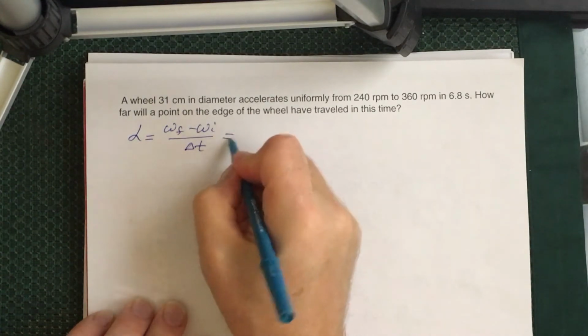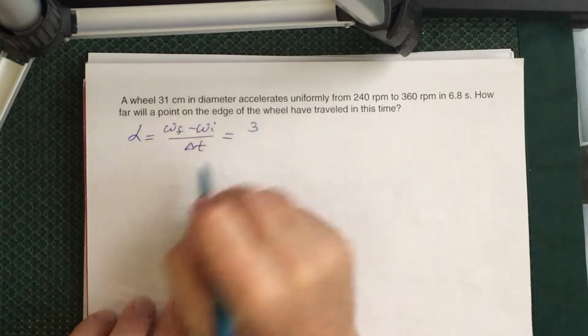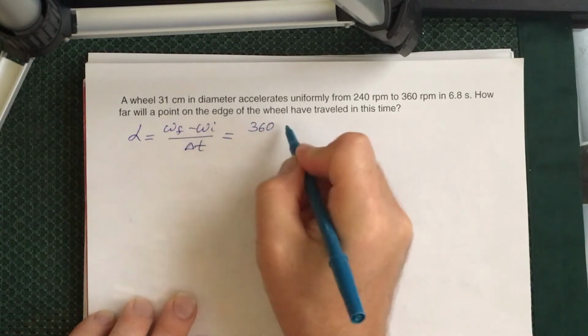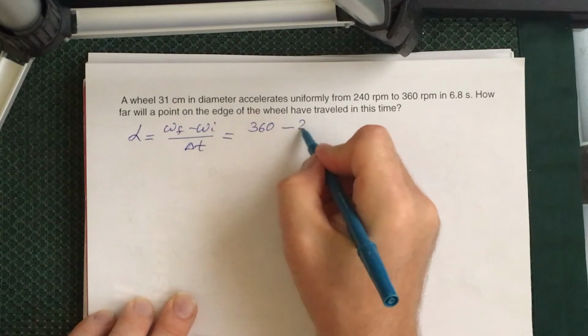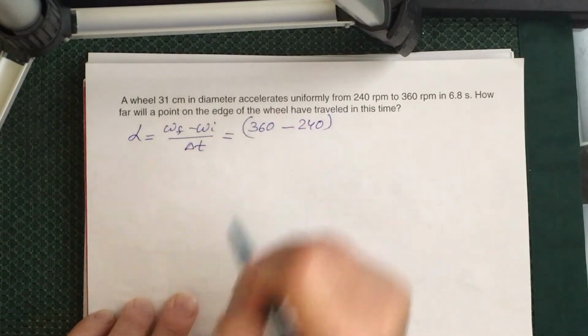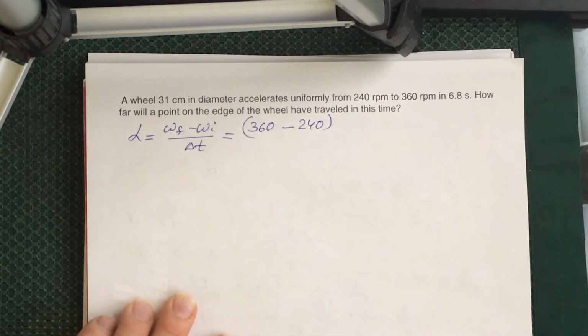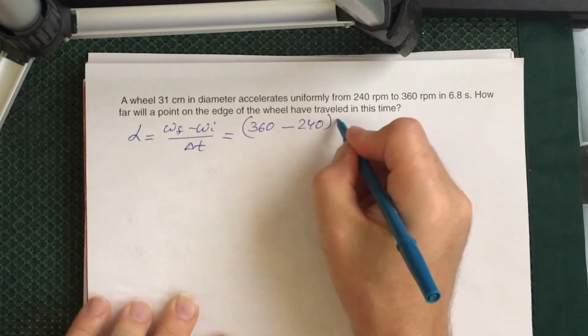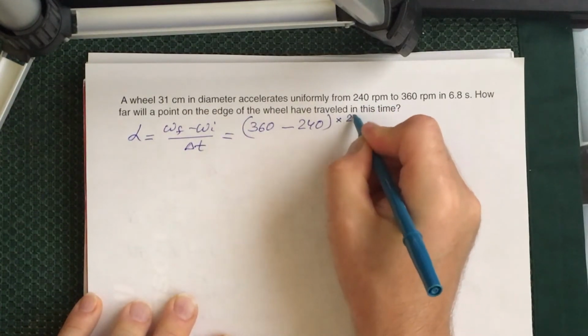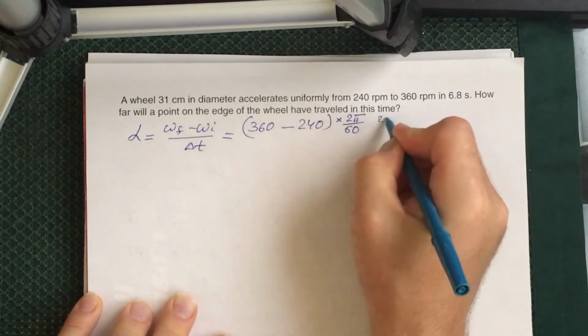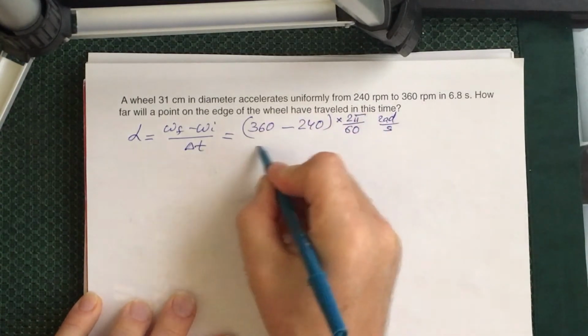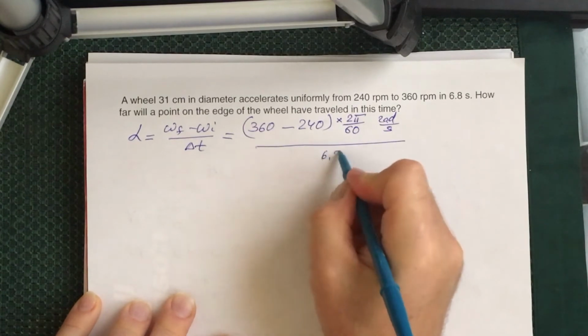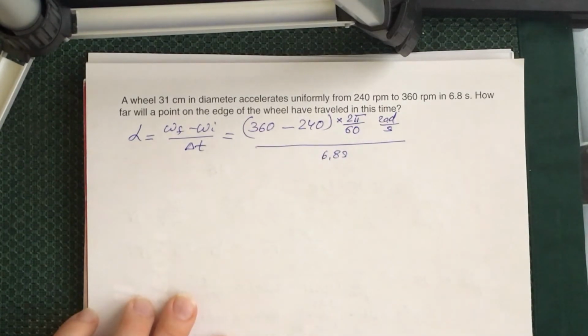So first of all, I will take the final 360 RPM, subtract 240 RPM. We will have how many revolutions per minute we have. Then we have to convert this into radians per second, so we have to multiply this by 2 pi and divide it by 60, and we will have radians per second. Then you have to divide this by 6.8 seconds, and this is your alpha.